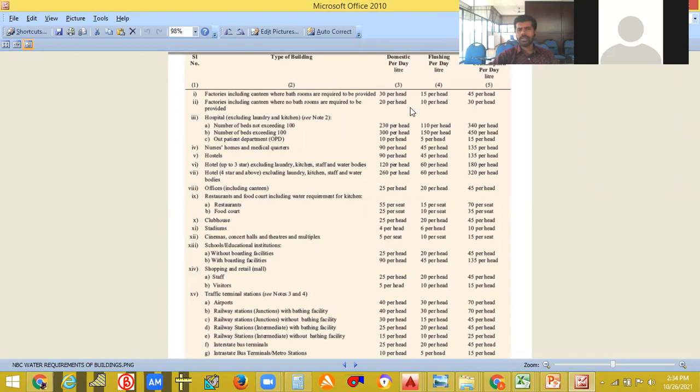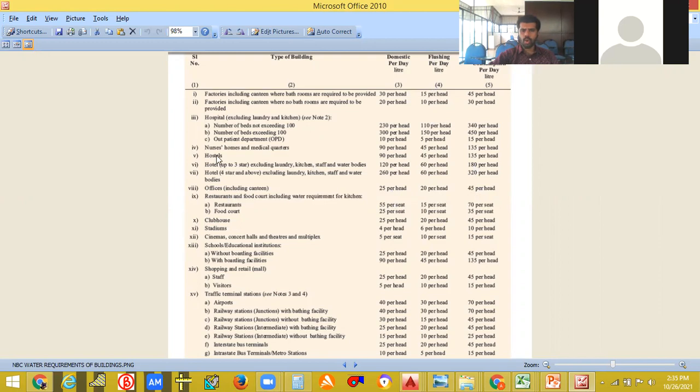Flushing is also given, and total consumption per day is given according to the type of building. For example, if you are taking offices, domestic is 25 liter per head, for washing and all those things. For flushing purpose, you need 20 liter per head. So total consumption per day for offices, including canteen, is 45 liter per day.